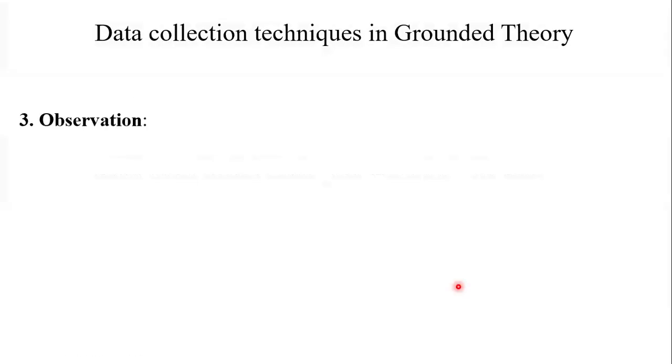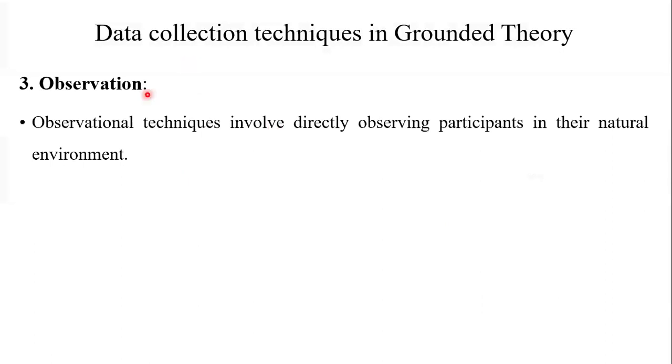The next thing is observations. You can use the observation technique for grounded theory. The observational technique involves directly observing the participants in their natural environment.